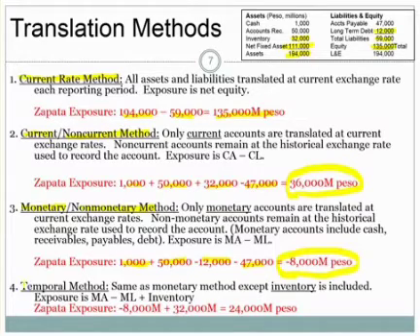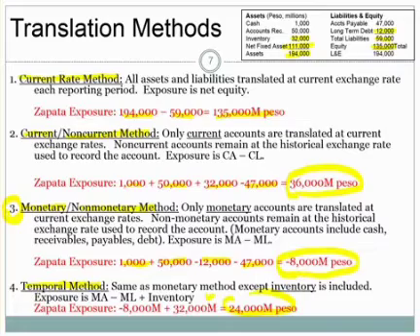And then a hybrid method is the temporal method. The temporal method takes the monetary method and adds inventory. And the idea is inventory is really held to be converted to cash shortly. So we'll just add inventory to that account. In that case, we're long 24,000 pesos using the temporal method.